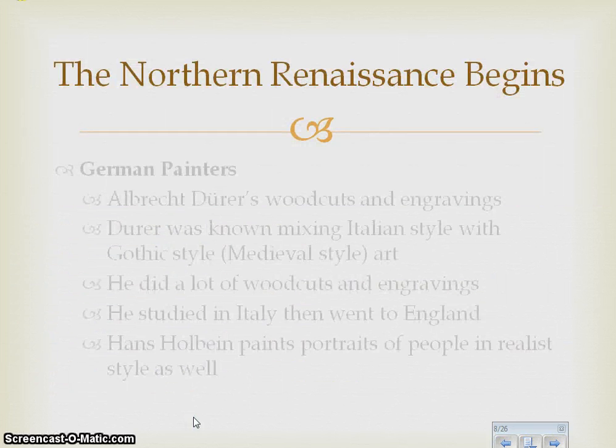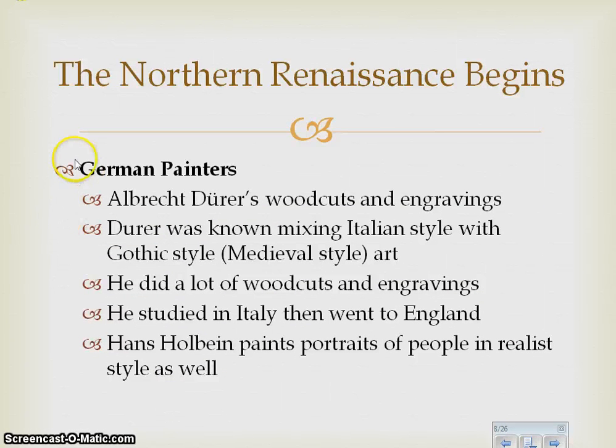So the Northern Renaissance begins. Now the Northern Renaissance begins with German painters. Particularly, we have this famous man named Albrecht Dürer. He is known for woodcuts, that means when you cut into wood and you print from it, and engravings.